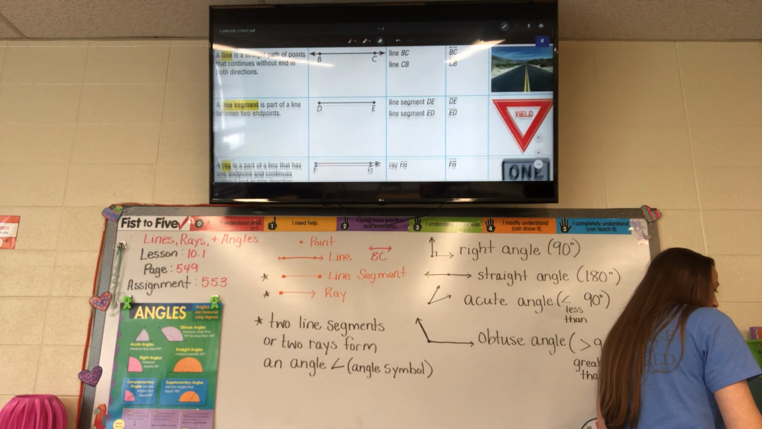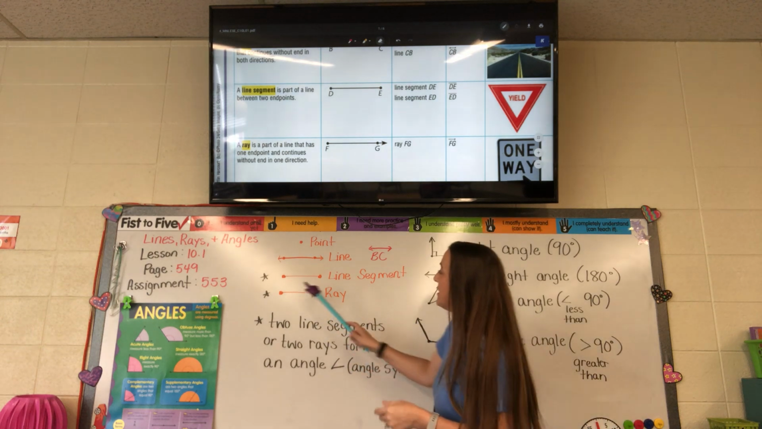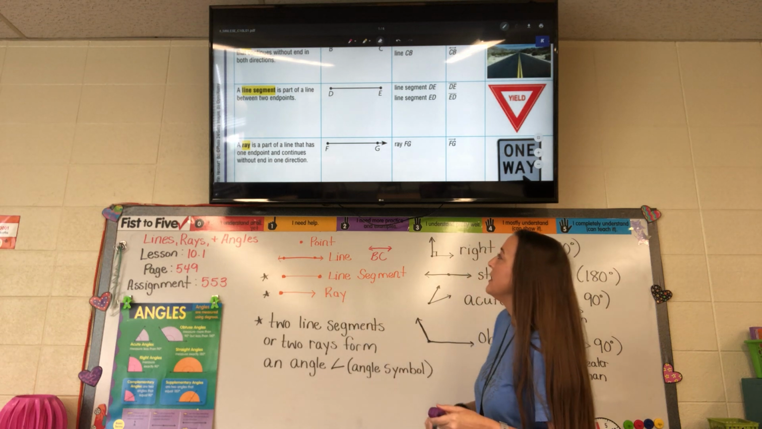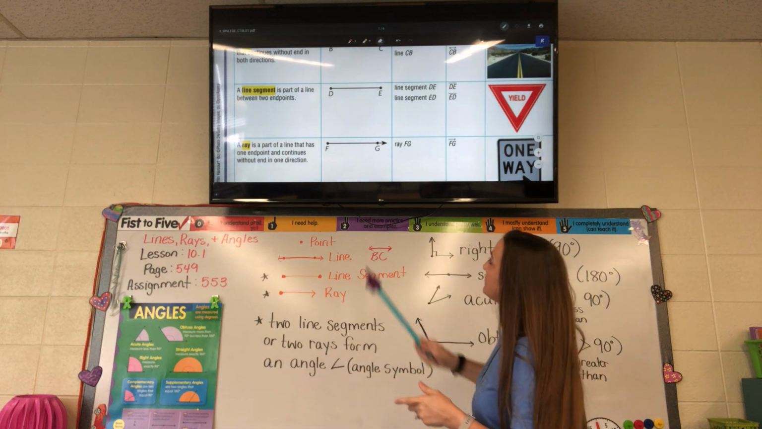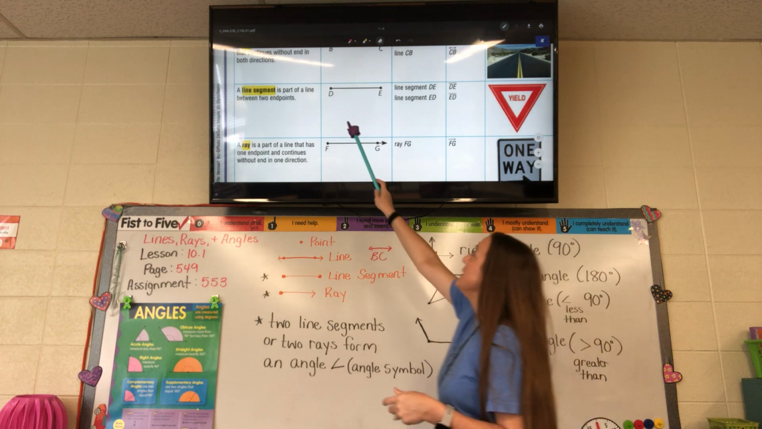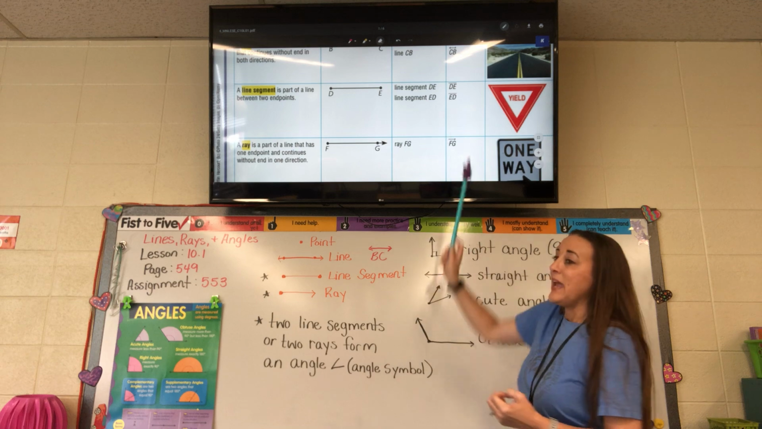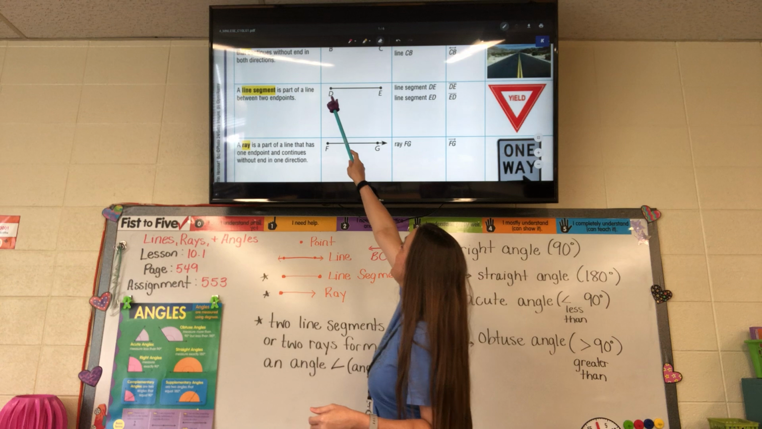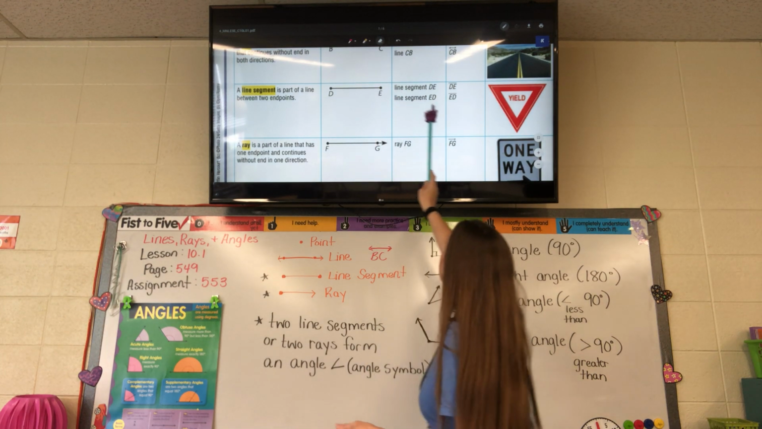And then we have line segments. Line segments do have endpoints. So they have a point on either side of them, and that helps us know that they do have a stopping point. A line segment is a part of a line between two endpoints. This example has the point D and the point E at the ends. And just like the line, it doesn't have a front or a back. So you could read this as DE, or line segment DE, or line segment ED.